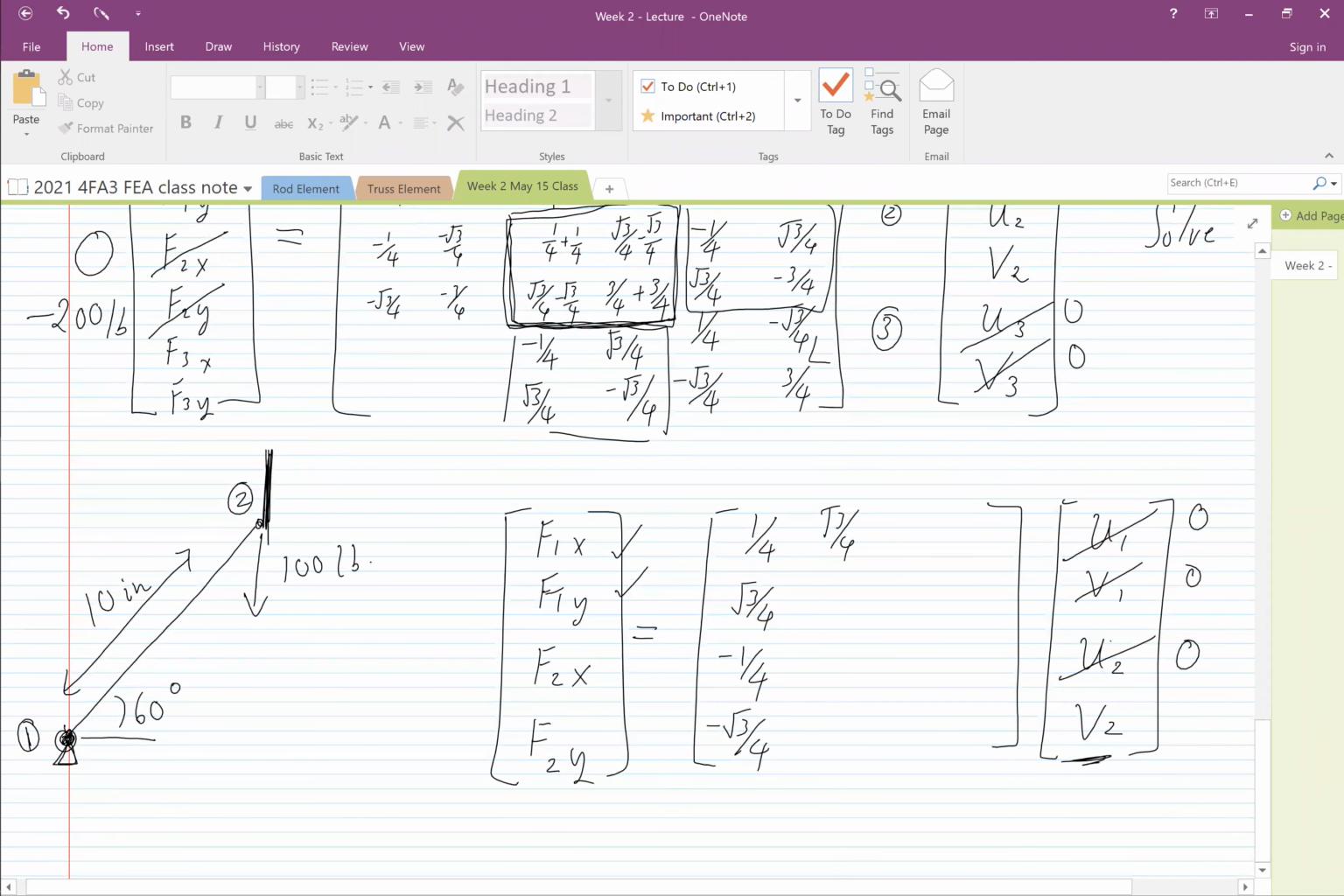Now, U2, because this is a symmetric BC, okay? And because this is 0, I cannot set this to 0 now, okay? There's some force pushing it to the left to make it 0. And finally, right here is a negative 100 pounds. And then you solve for V2.